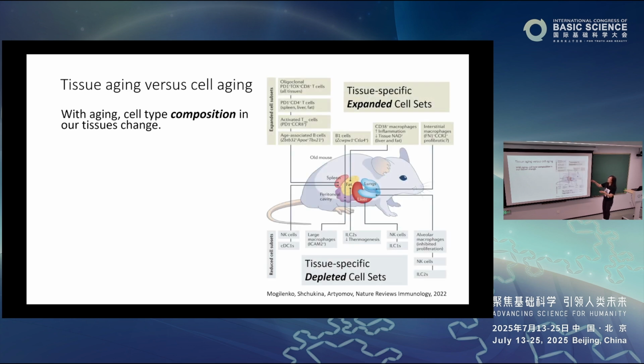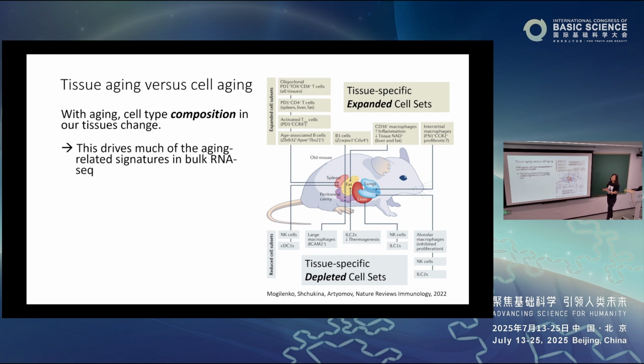However, for example, there have been studies in mice and humans that have characterized in detail that certain cell types increase with age and other cell types are depleted with age. For example, there are age-associated B cells, and activated regulatory T cells increase. You have less of certain macrophages. So this is well characterized.